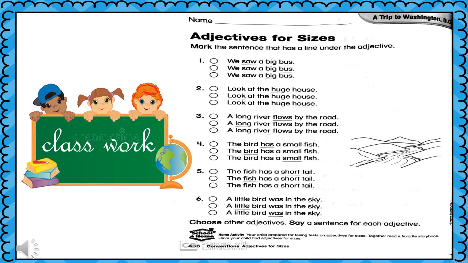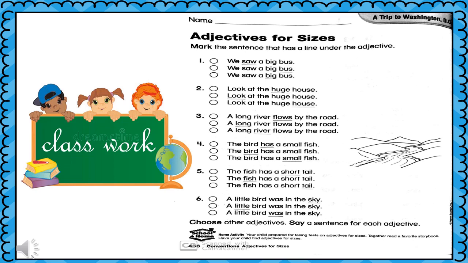Number 2. Look at the huge house. Huge, look, or house? Which option has a line under the adjective for size? Number 3. A long river flows by the road. Flows, long, or river? Which option has a line under the adjective for size?